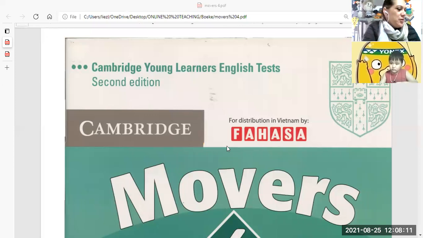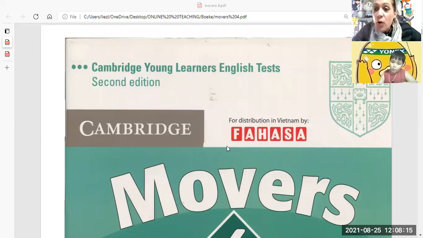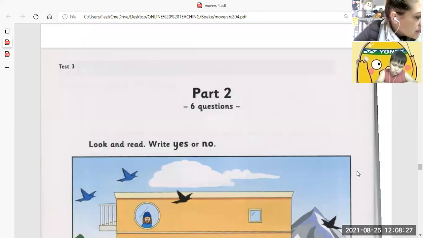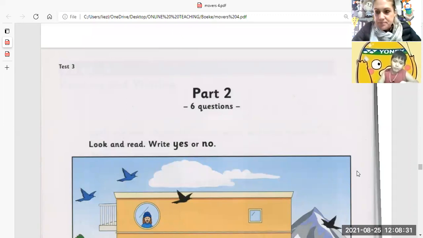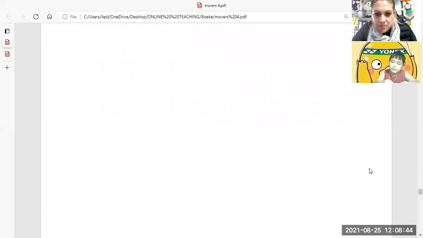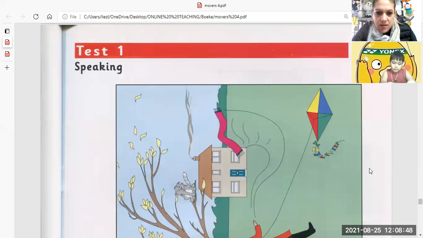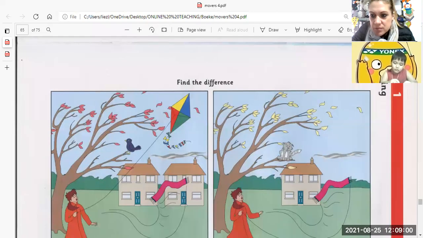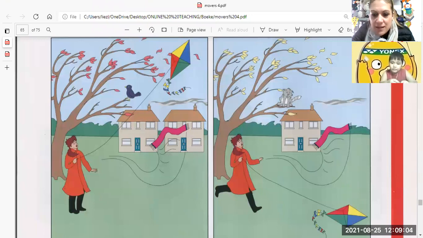Okay. So today we're going to do Movers for speaking, okay? Let's go all the way down. We're going to start with test one. Okay, first we have to find the difference, okay? This is find the difference for test one. Okay, you may start when you're ready.